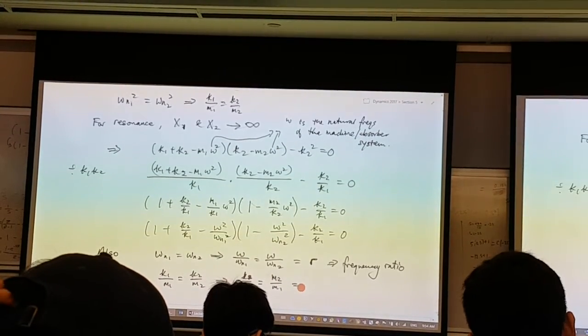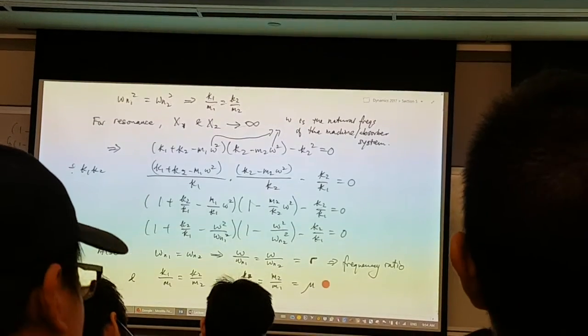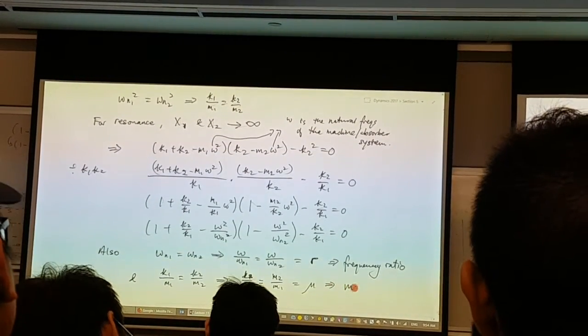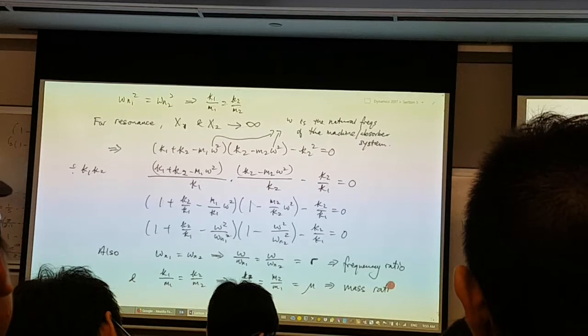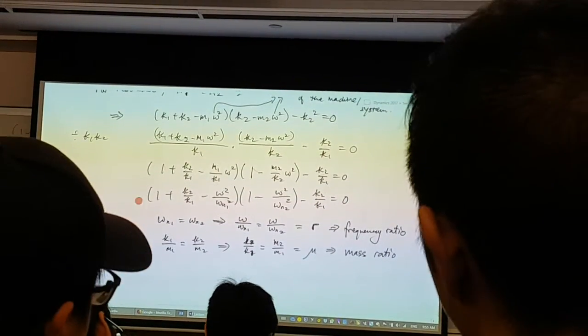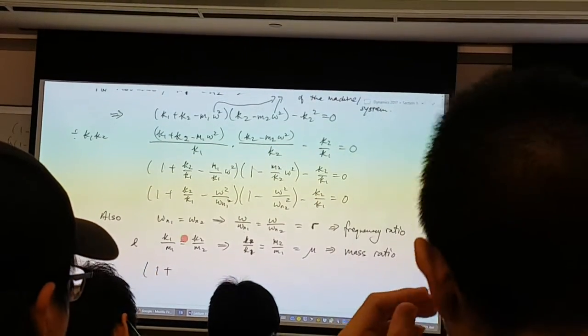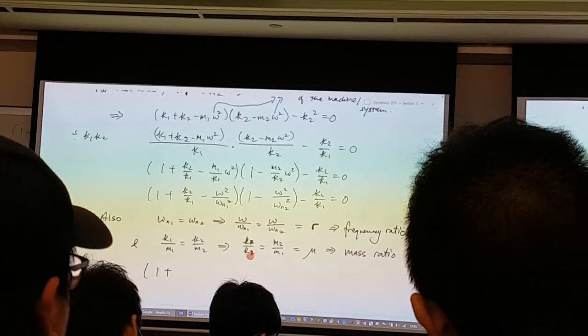So this, I also want to let it equal to something. I let it equal to mu. And mu here, I call this a mass ratio. So now I can re-express this term over here. All this, I can re-express. This is 1 plus K2 over K1. K2 over K1, this is mu.